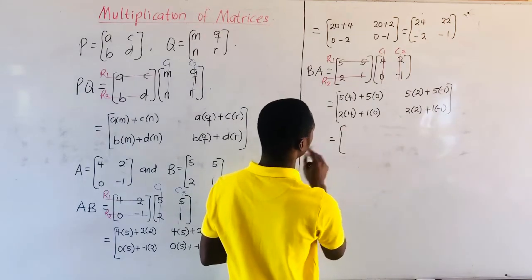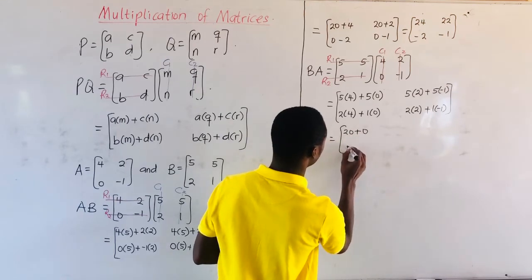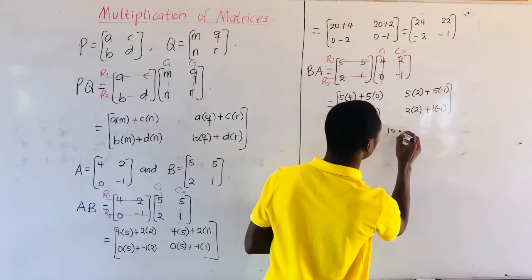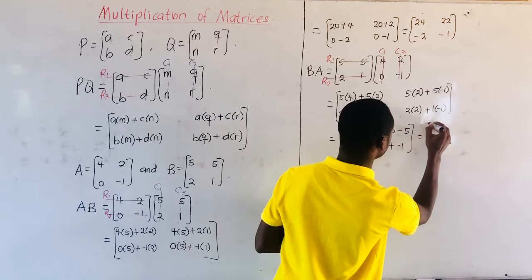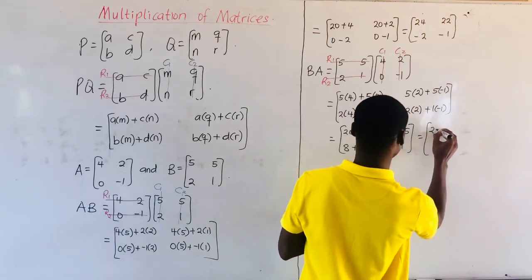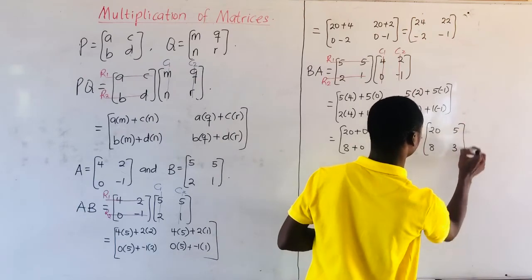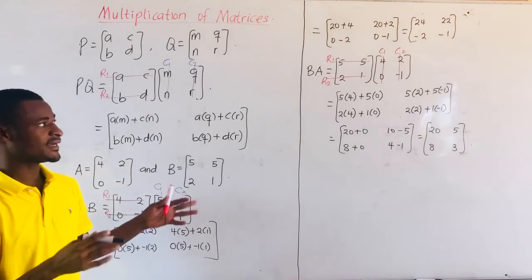Let's do this. We will have 20 plus 0. This is 8 plus 0. And then 10 minus 5, 4 minus 1. That is equal to 20, 5, 8, 3. So this is how to multiply a matrix by another matrix.